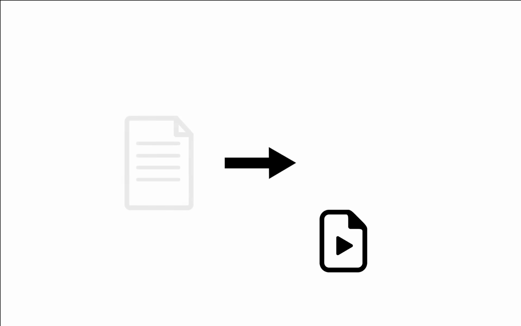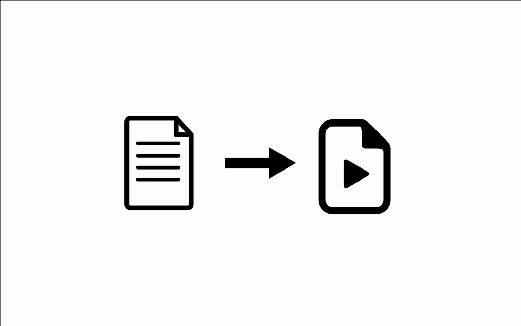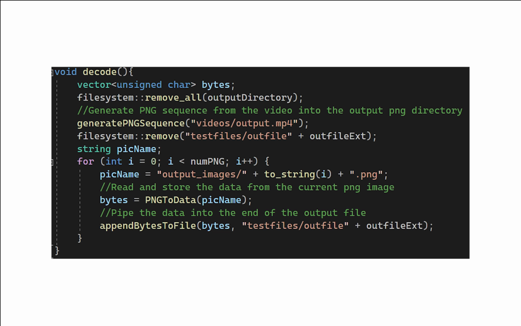Well, that's the end of this. We've successfully stored whatever file we want as a video. But how do we get that information back? Well, we have to write a decoder as well. The decoder works essentially the same way as the encoder, but in reverse. We take the video, split it up into all its different frames, then read the data from each of the frames and write the corresponding data to an output file.